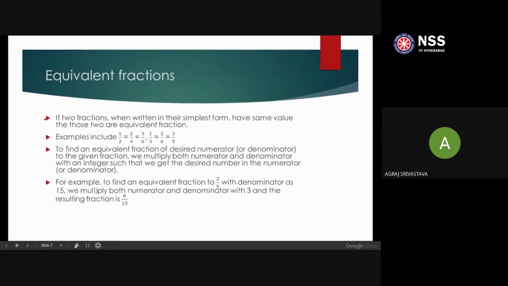Okay, and so the last example here is to find an equivalent fraction to 2 by 5 with the denominator as 15. So to get the denominator to 15, 5 has to be multiplied with 3. And to create the corresponding equivalent fraction, you've got to multiply 2 with the same coefficient, which is 3, and that results in the fraction being 6 by 15.